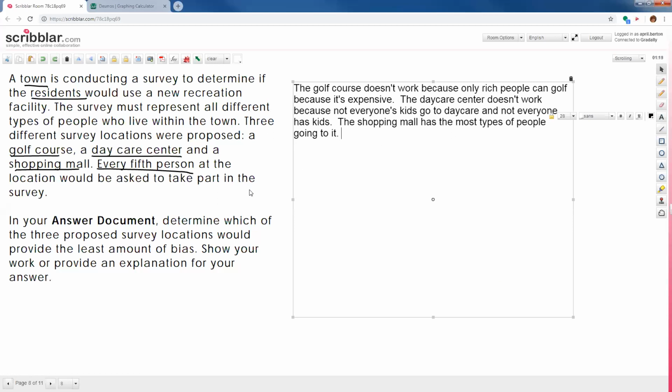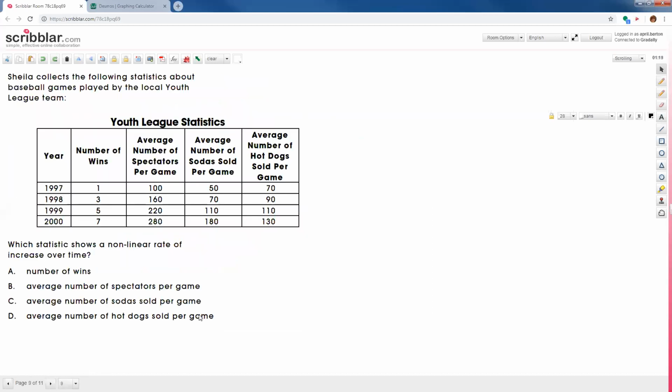So these survey questions look weird and look like they're hard, but really it's all about what group am I looking for? Did I actually find a survey that gives me that group? Okay.